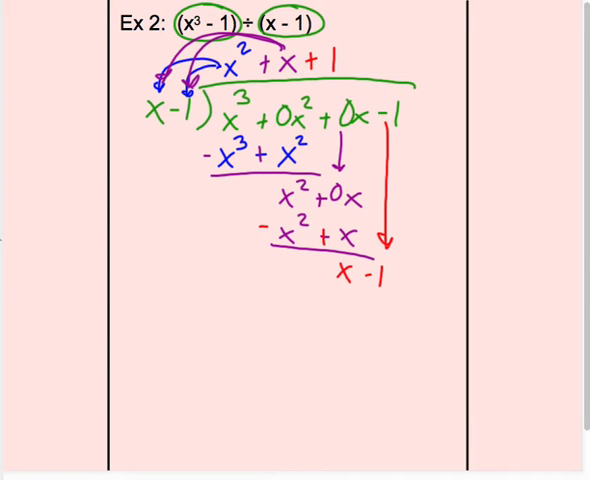Let me rewrite this a little bit differently, just so you can see what exactly we're doing. What we could say is x minus 1 times the answer, the quotient, equals what we divided into. And if you remember how to factor a difference of cubes, this should look familiar.